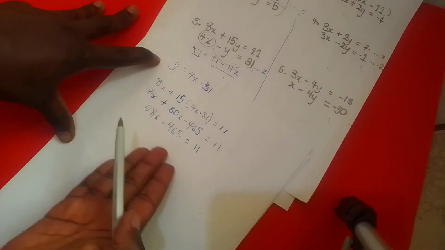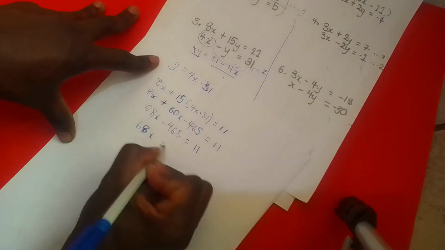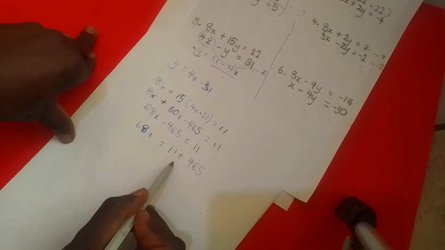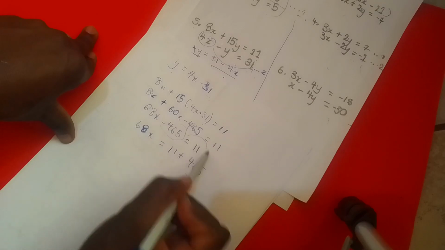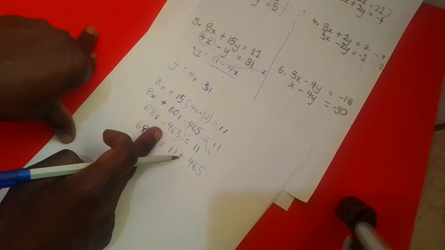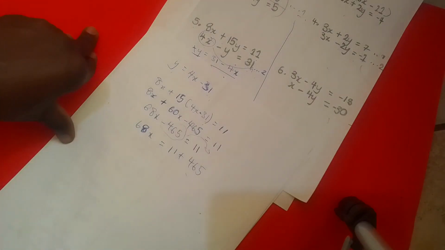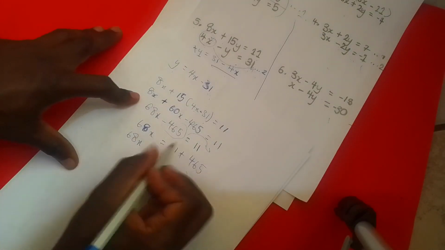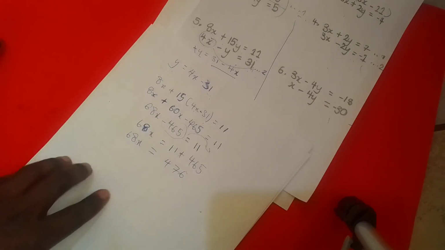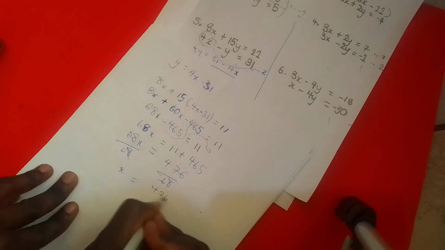This is now a simple linear equation. So 68x is equal to 11 plus 465, positive 465, because negative 465 goes across the equal sign, and since it's a negative, it changes sign and becomes a positive. So we add: 68x is equal to 11 plus 465, we end up with 476. 476 divided by 68, so x is equal to 476 divided by 68.